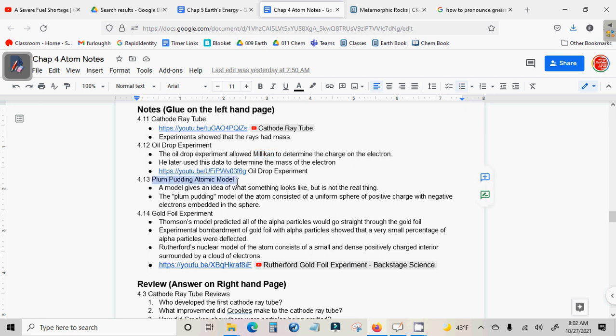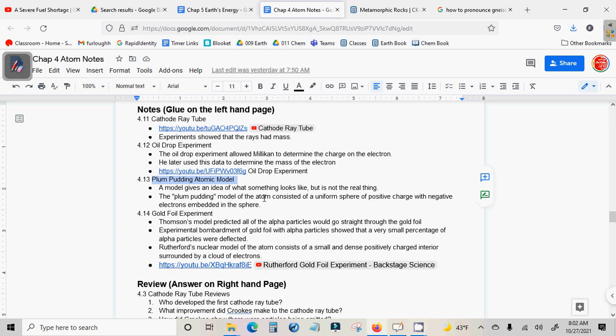So J.J. Thomson, his model, he called it the plum pudding model. Today, we might call it the chocolate chip model. Basically, the idea was you had a positive sphere with negative charges inside of it. And he had to come up with this because they knew atoms were neutral, that atoms in general don't have any charge.